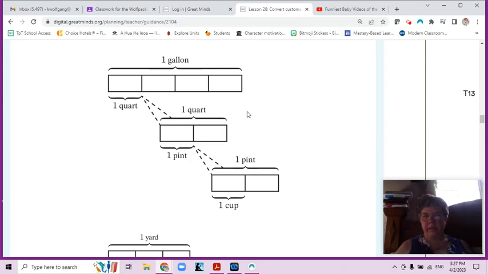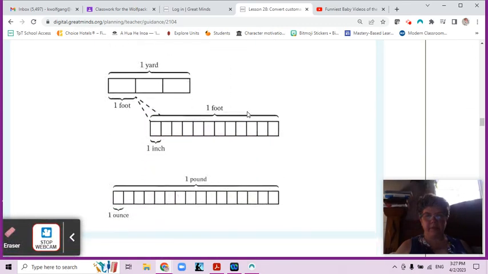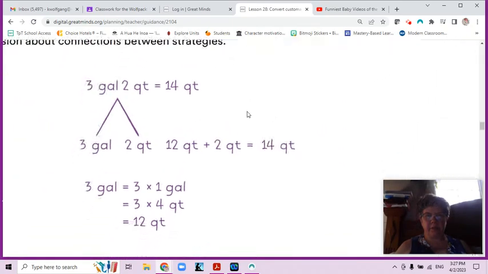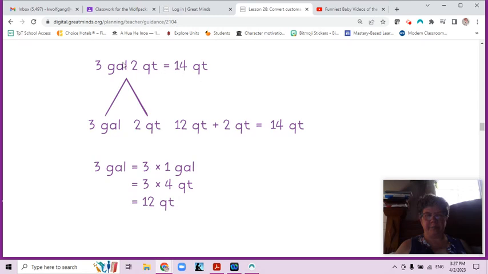Okay, and I hope you did some thinking about how you could figure that out. Let me show you some possible things you might have thought about. 3 gallons and 2 quarts is equal to 14 quarts. How did we come up with that?